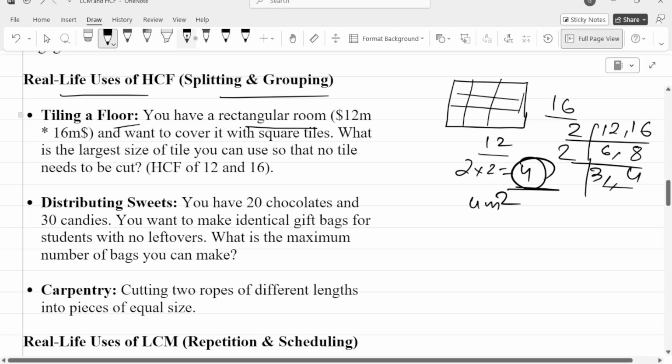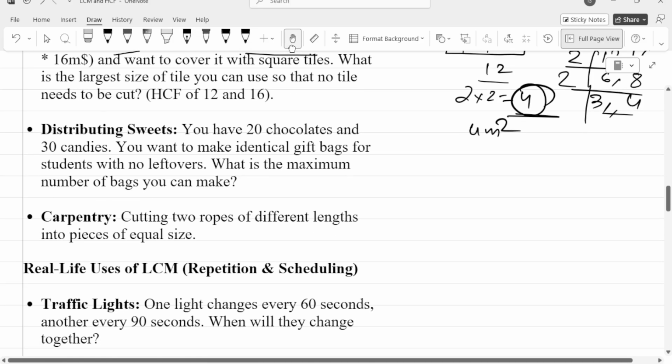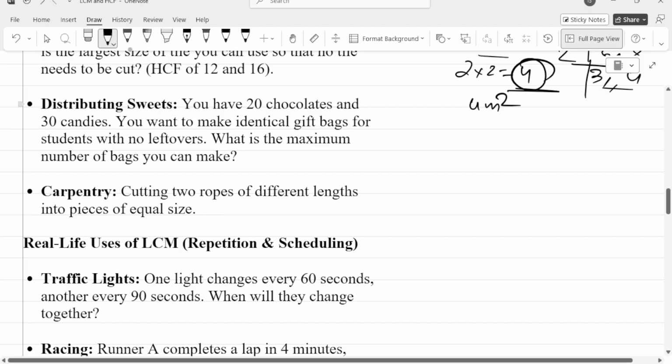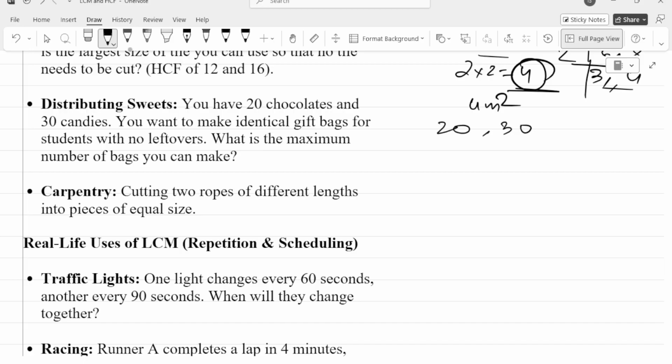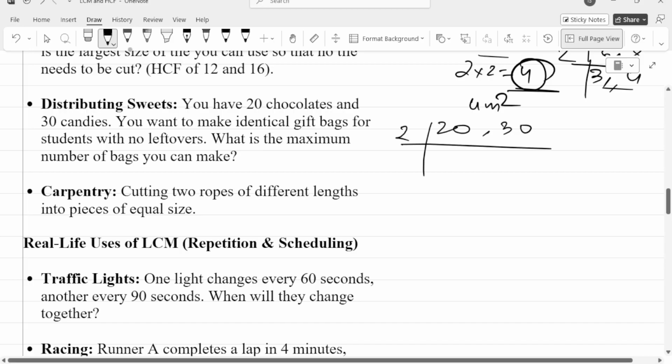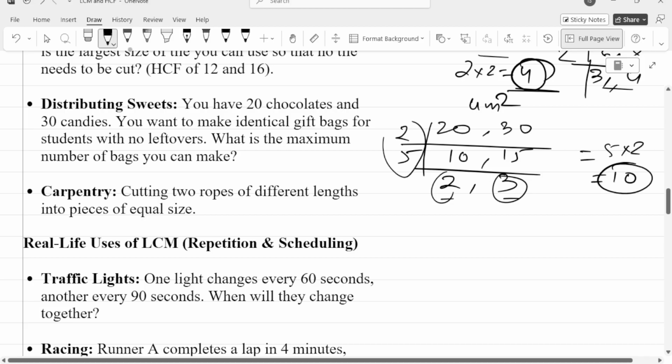Okay, now distributing sweets. You have 20 chocolates and 30 candies. You want to make identical gift bags for students, with no leftover. What is the maximum number of bags you can make? We take 10 and 15, then 5 2, 5 3, and again there are different remainders. So here is the HCF value, 5 into 2 is equal to 10, so we can make a maximum of 10 bags, one for each student.